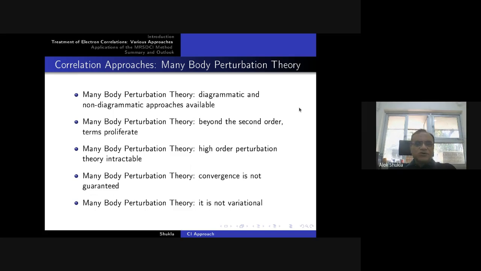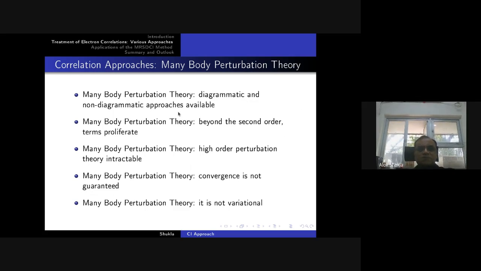Then we also have many-body perturbation theory. There we look at the total many-electron wave function and correct it for the electron correlation effects. As far as many-body perturbation theory is concerned, you can have both diagrammatic as well as non-diagrammatic approaches. The diagrammatic approach is very similar to the Green's function diagrams. But beyond the second order, the terms begin to proliferate, and higher-order perturbations, that is third, fourth, fifth, become truly intractable. And the other thing is that convergence is not necessarily guaranteed.